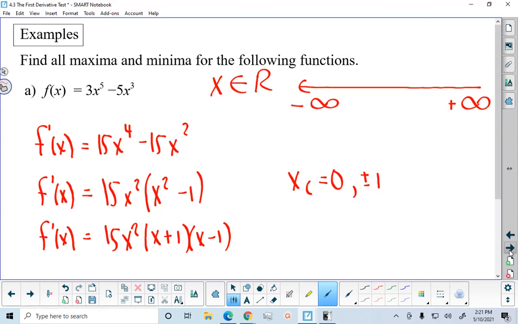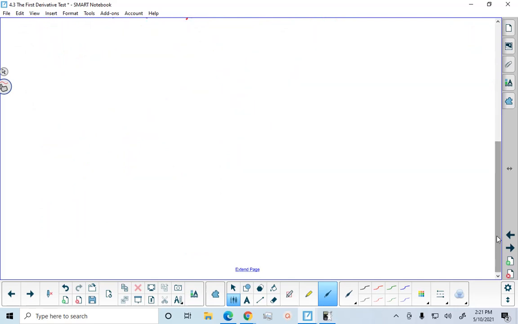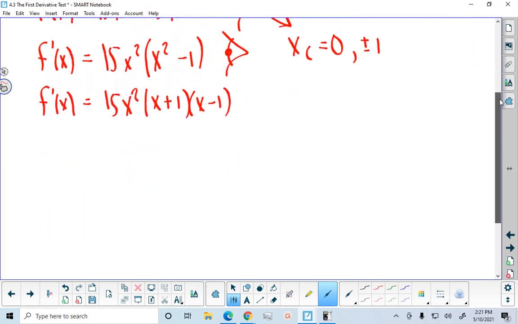I want to make a little point here. I know that everybody can look at this form of the derivative to figure out those 3 critical values of x. I know that you don't have to write x plus 1, x minus 1 to know that the critical values are 1 and negative 1. But you should have it in factored form, because when we create our first derivative table, it will make your life easier.